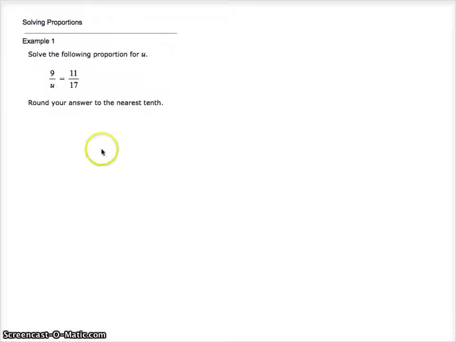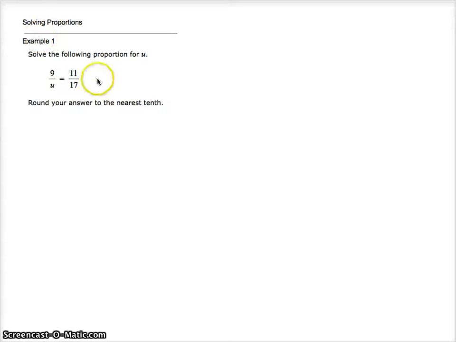Hello, welcome to the video for solving proportions. In this video we're going to look at three different examples of three different types of proportions we're going to solve. And we're also going to review rounding your answers. So let's get started. Solve the following proportion for u.